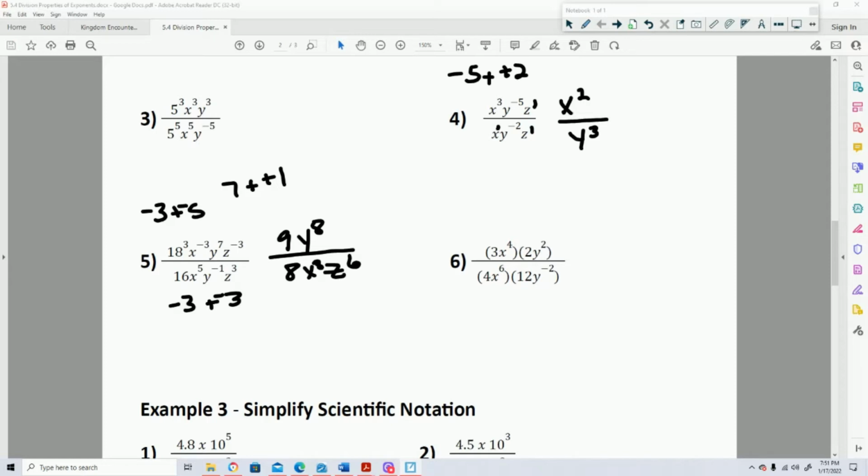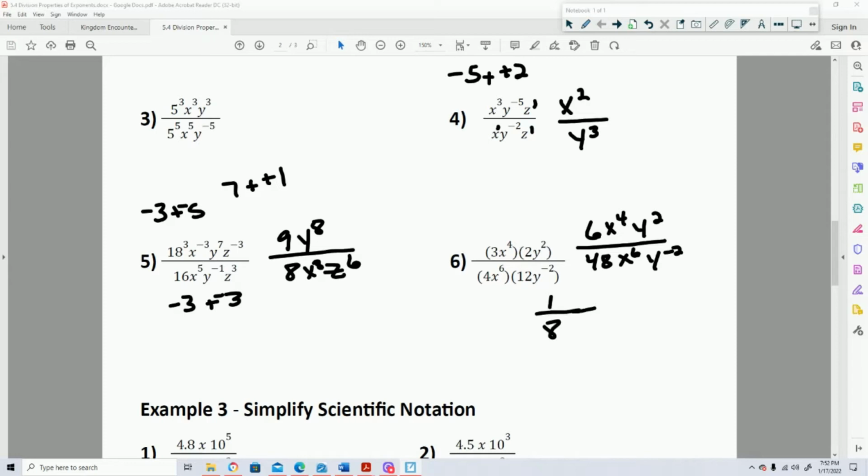Okay, last one of this section. We're going to go ahead and multiply these. So multiply the coefficients. And on top we get 6x to the 4th y squared. On the bottom we get 48x to the 6th y to the negative 2. Now we're not done yet. We just basically cleared the parentheses here. So we're going to reduce first. I'm going to look at the numbers first. Just the number, 6 over 48, I divide by 6. I get 1 over 8.